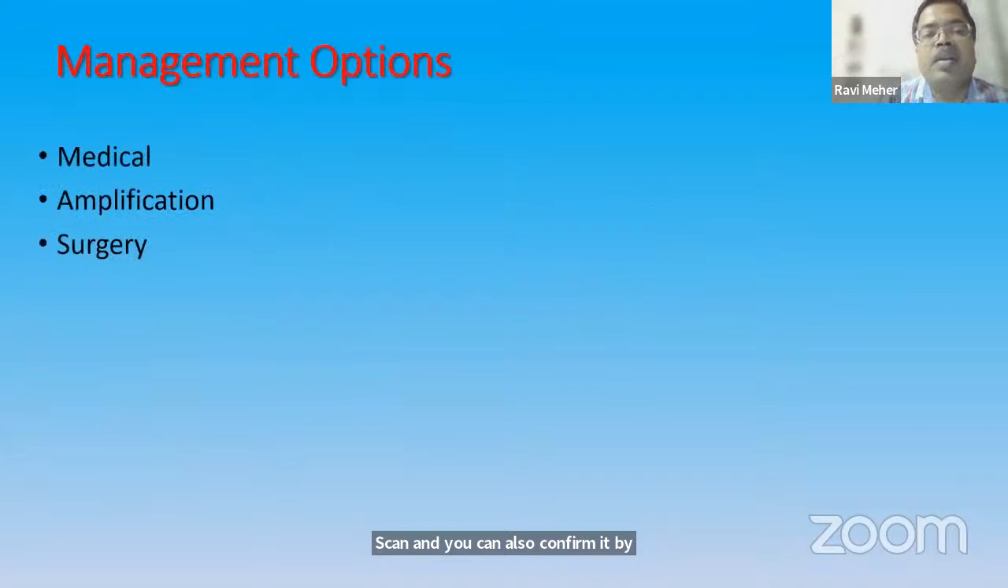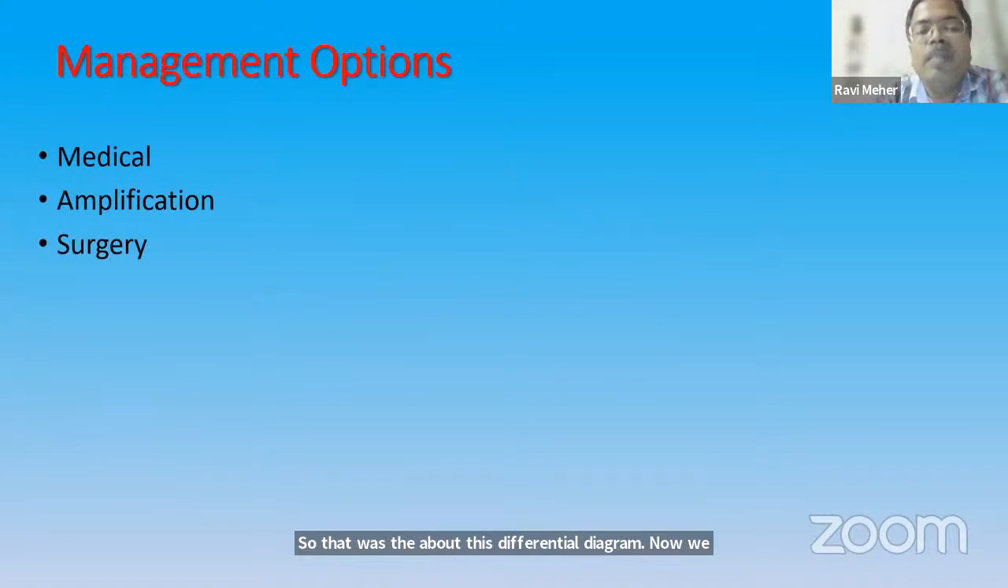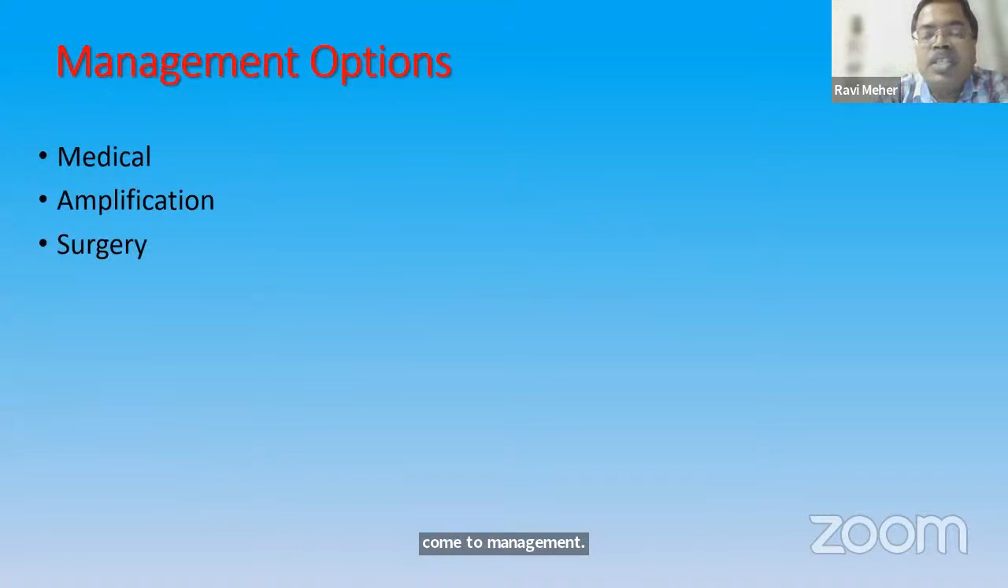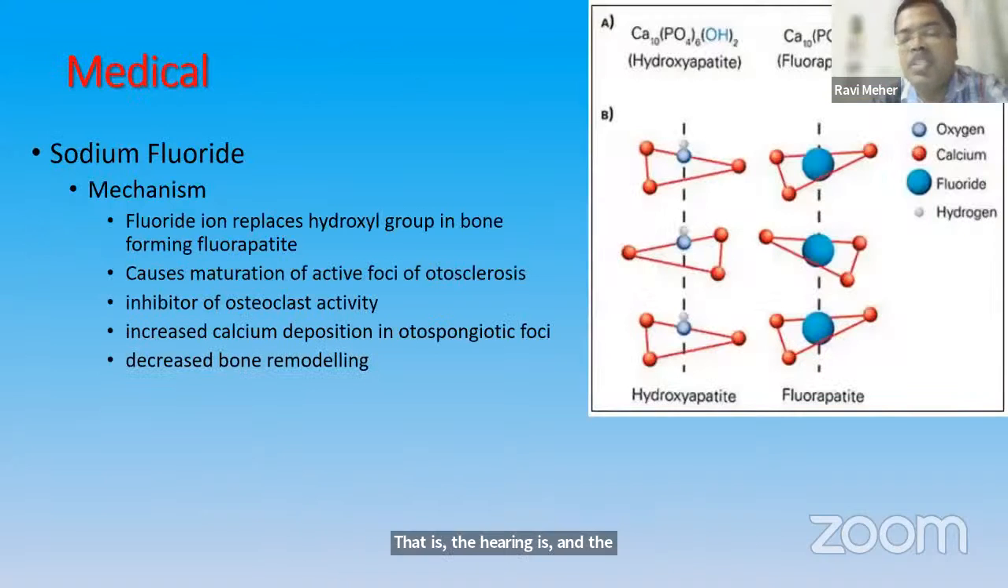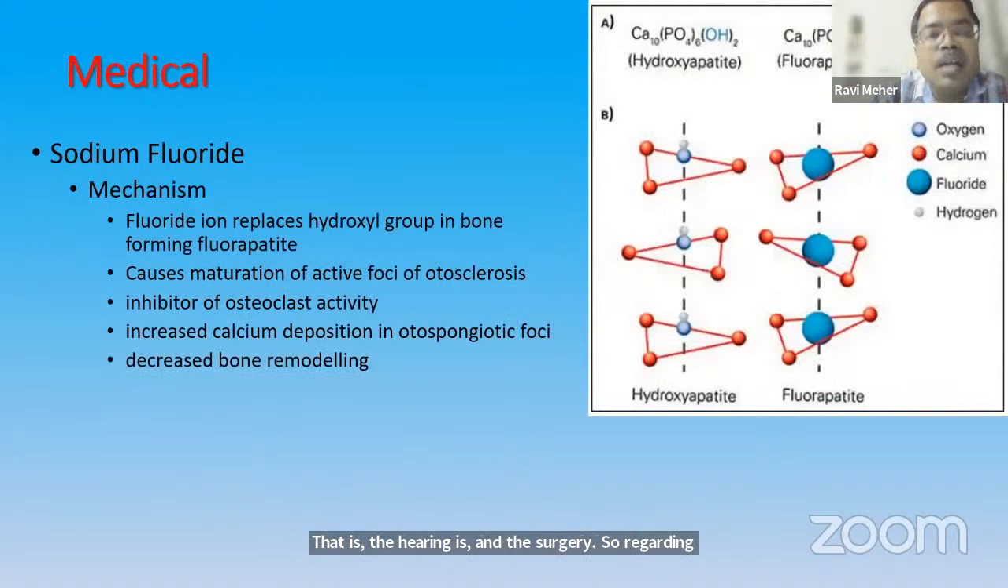Now we come to management. So management options which are available are medical, amplification, that is the hearing aids, and the surgery. So regarding the medical management, just for completion's sake, there are two drugs which can be given for medical management: sodium fluoride and bisphosphonates. I do not have any experience of giving sodium fluoride or bisphosphonates for patients with otosclerosis. What is described in the books, I am just telling you the description which is given in standard textbooks.